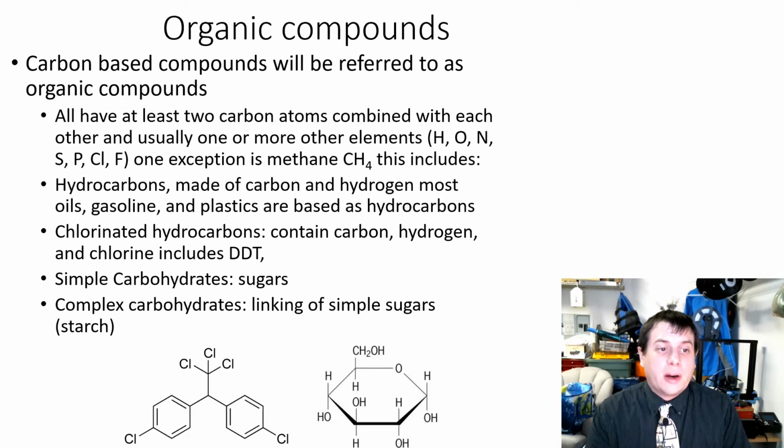All of its available bonding locations are filled up with hydrogen. Hydrocarbons are made of primarily carbon and hydrogen. Most oils, gasolines, plastics, things like that are hydrocarbons. Chlorinated hydrocarbons contain carbon, hydrogen, and chlorine, and that can be things like DDT. Then you have other carbon compounds like carbohydrates, which are sugars, or complex carbohydrates, which are a linking of multiple sugars.